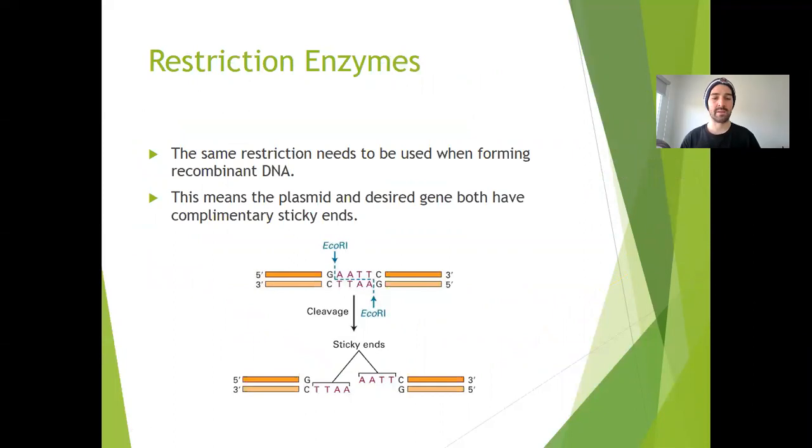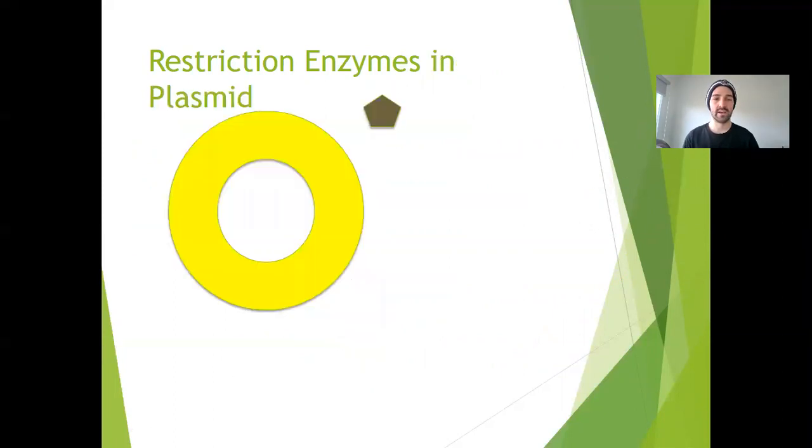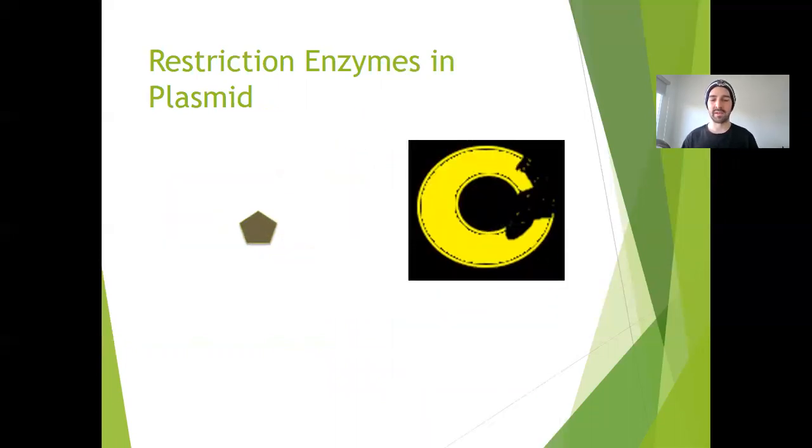Again, we need to use the same restriction enzyme to cut the plasmid as well as the desired gene. That means that they have complementary sticky ends. So it means they're going to match up quite nicely. So we use the same restriction enzymes. We cut our plasmid, and you can see that when we do that, we're going to have a plasmid that's sort of opened up with sticky ends.